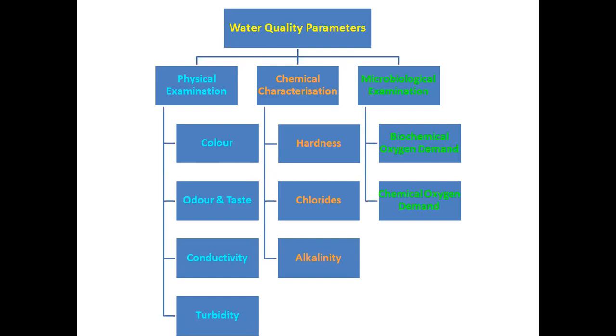Chemical impurities or parameters. So many chemical parameters are there. Among those, we are only going to study in our syllabus hardness, chlorides, and alkalinity. Why do we have to study hardness? There must be something like soft when we say hard, right? So basically water is divided into two types, hard water and soft water.